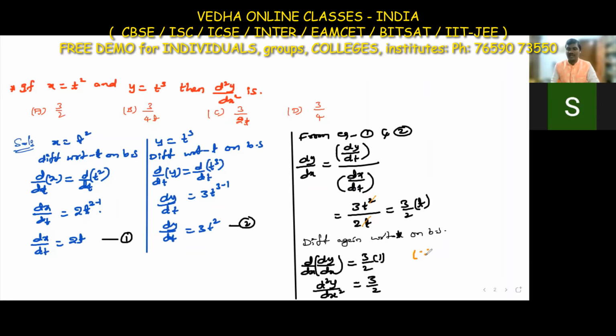Which formula did we use here? d by dx of x to the power n is equal to n into x to the power n minus 1 is the formula we used here. Here also we used the same formula again: d by dx of x to the power n is equal to n into x to the power n minus 1.